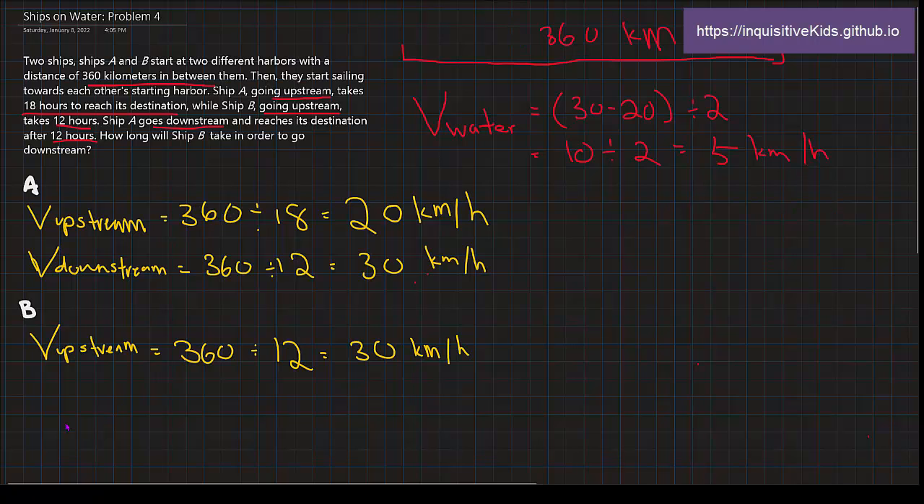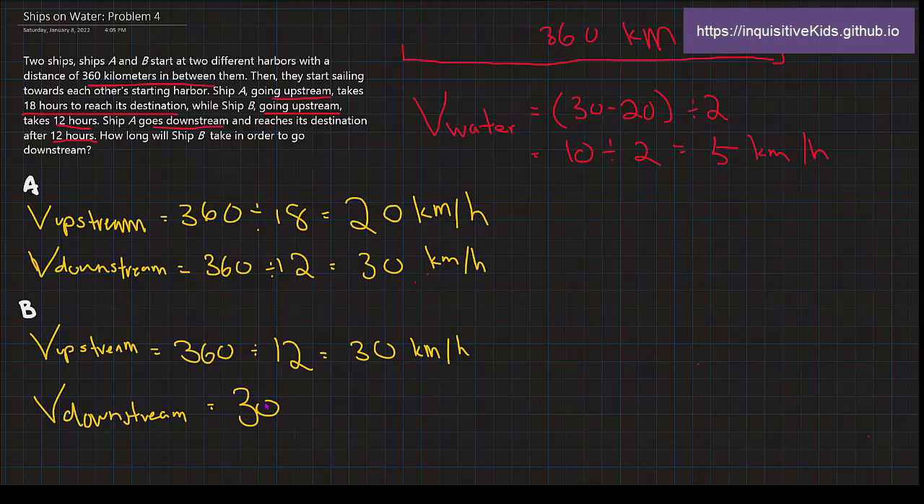Now we can fill in the downstream speed for ship B. The upstream speed we know is 30. So what would ship B's own speed be? That would be 30 plus 5. And then we have to add 5 more to get the downstream speed. So really we're adding 10 to 30, so that's 40 kilometers per hour.